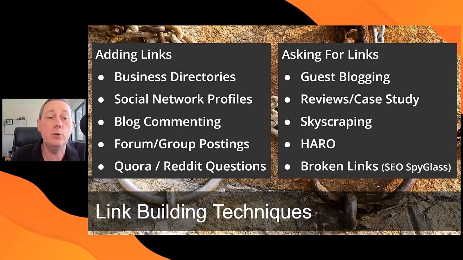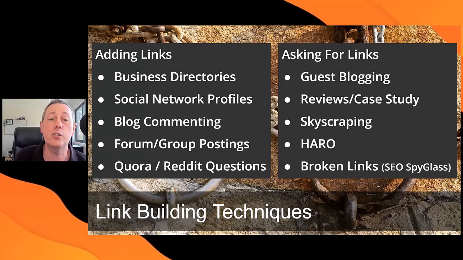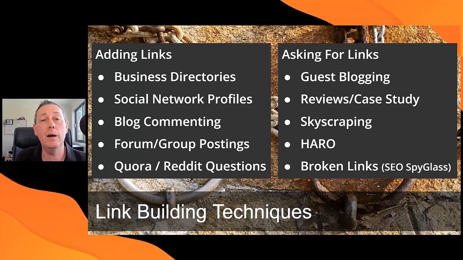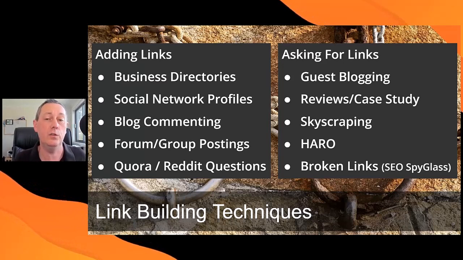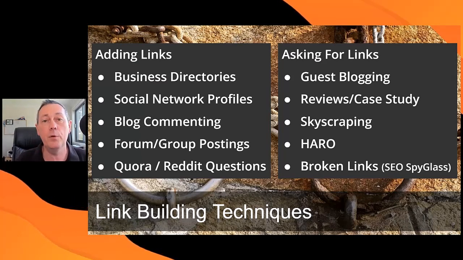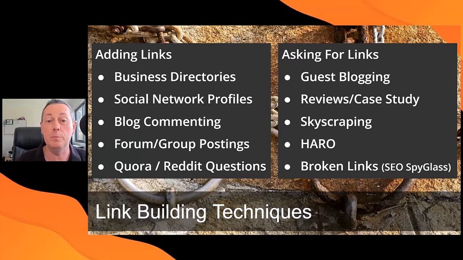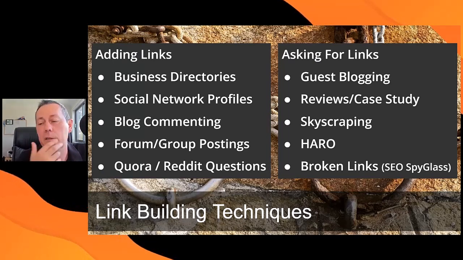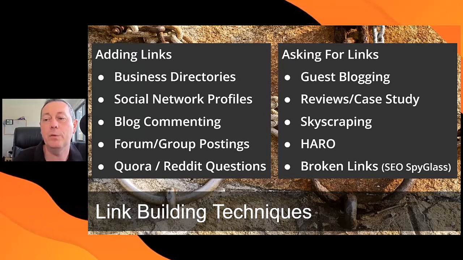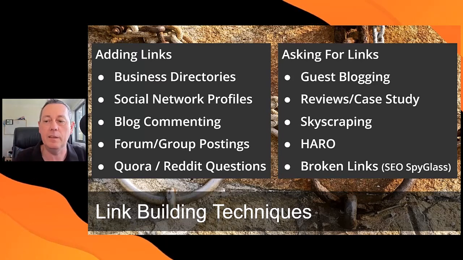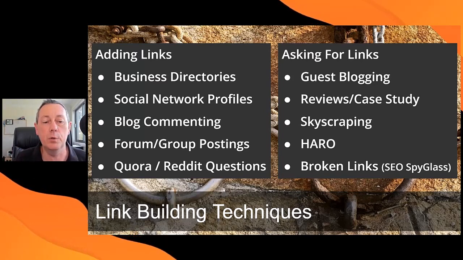There's a service called HARO, Help a Reporter Out. So that's journalists. They request help for their articles. So you can write some help for them. And in exchange, in their article, they will mention a link to your website. And that can be quite useful if it's a good media outlet. We talked about broken links, and there's a particular software called SEO Spyglass, which is really good just for finding broken links.